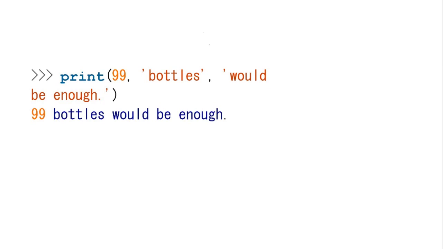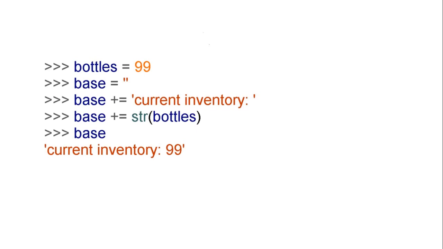Finally, there's the empty string, which has no characters at all, but is perfectly valid. You can create an empty string with any of the aforementioned quotes. Why would you need an empty string? Sometimes you might want to build a string from other strings, and you need to start with a blank slate.